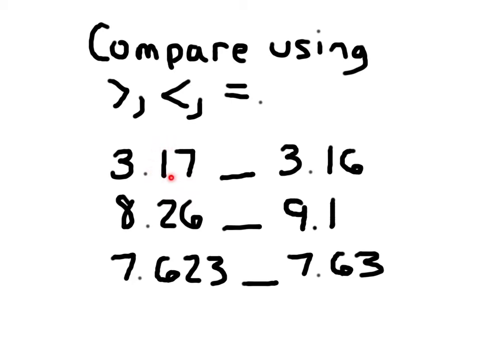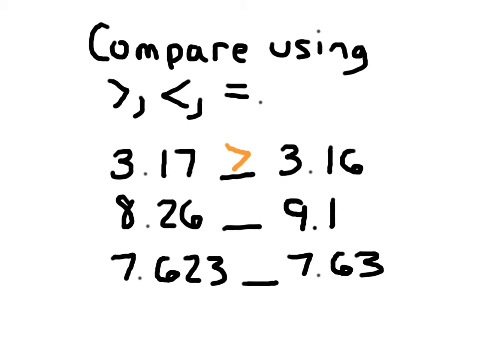We start with the next place, the tenths place, which has the same digit in it. They both have the digit 1, both worth 1/10. So we move on and compare the 7 with the 6. 7 hundredths is bigger than 6 hundredths, so this is greater than that. And again, I like to read it again. 3 and 17 hundredths is greater than 3 and 16 hundredths.